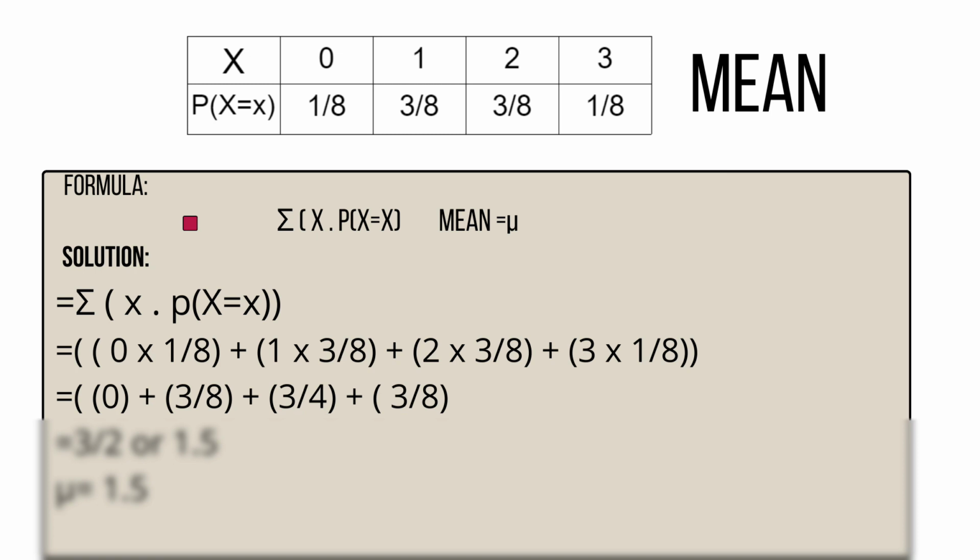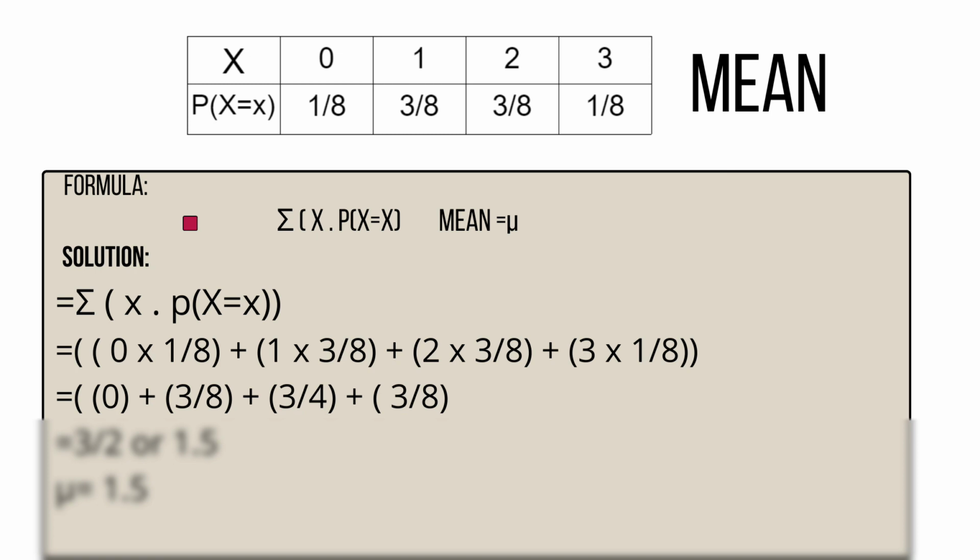2 multiplied by 3 over 8 is equal to, very good, 3 over 4. Last, 3 multiplied by 1 over 8 is equal to 3 over 8. Very good, students. Now, let's add them all. At this part, you will add everything.